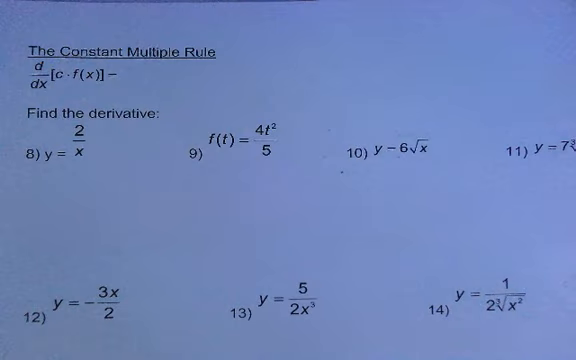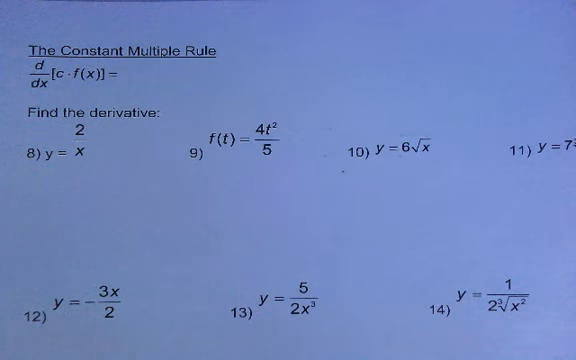Okay, the constant rule. I feel like there's so many rules that are coming at you. Most of it's just common sense. So if there's a number in front, you take the derivative. The number in front stays there. Okay, you'll just get used to it.